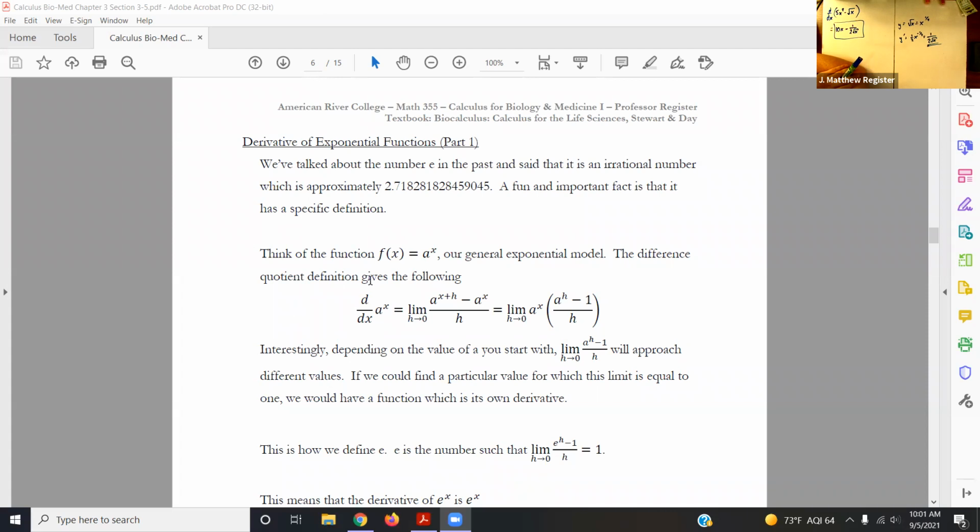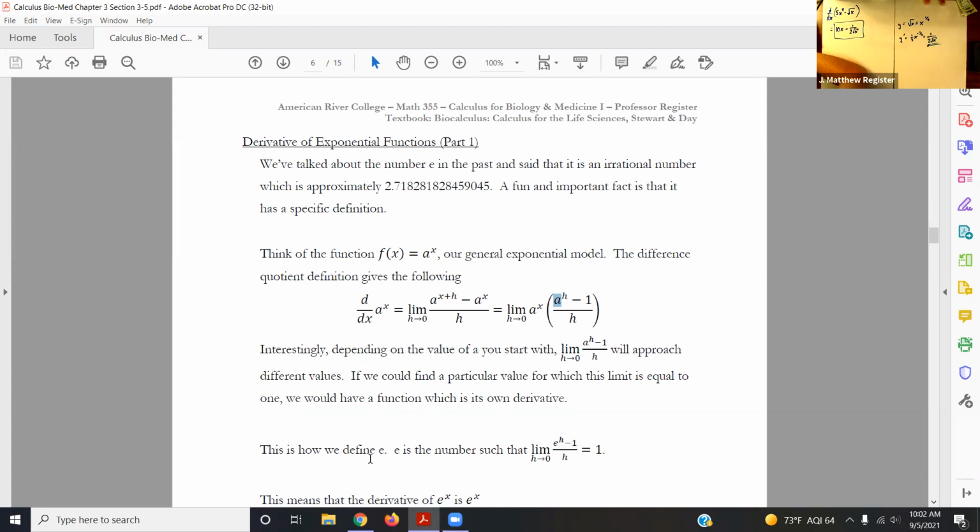The difference quotient definition would give us this. d/dx of a to the x is equal to the limit as h goes to 0 of a to the x plus h minus a to the x over h, which is equal to the limit as h goes to 0 of a to the x times a to the h minus 1 over h. What's interesting about this is we started with a to the x and we ended with a to the x times this limit right here. And depending on what your a value is, this will approach different numbers. However, if this a number were e, the number e, 2.7-ish, then this limit would go to 1.